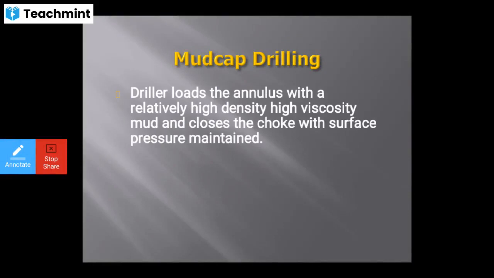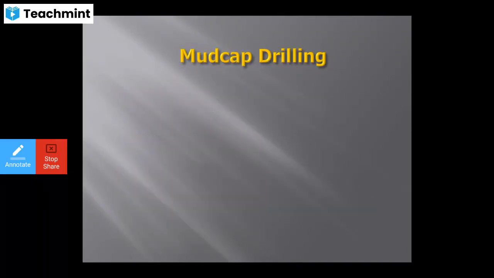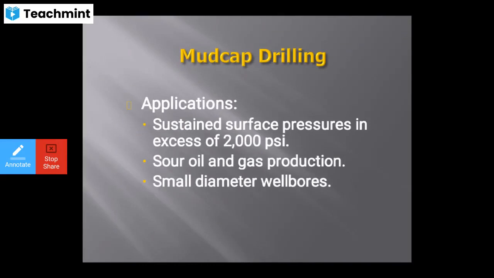So the driller loads the annulus with a relatively high density and high viscosity mud and closes the choke with surface pressure with maintained level, and the drilling is then continued blind by pumping a clear non-damaging fluid down the drill string through the bit and into the thief zone. Mudcap drilling. Then next point, applications.